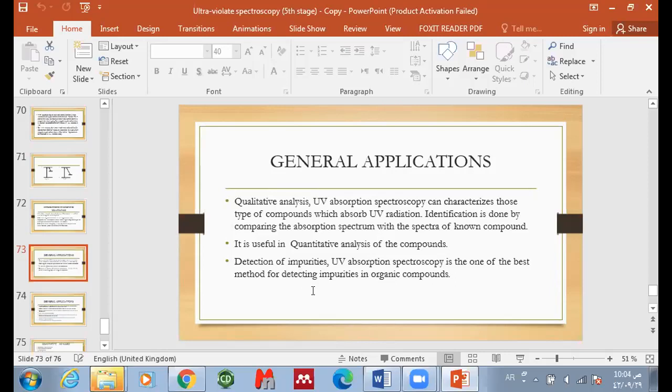Detection of impurities. UV absorption spectroscopy is one of the best methods for detecting impurities in organic compounds. How can we detect the impurities? It is easy to notice if there is mess in the UV visible spectrum. If you notice there is mess, or if you can't see clear peaks in the spectrum, this means there are impurities in the sample.